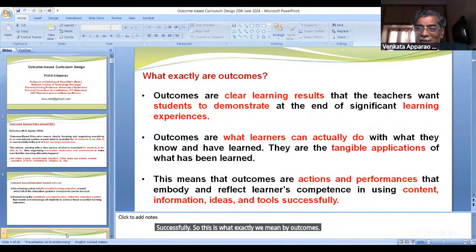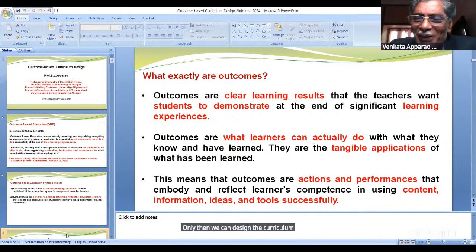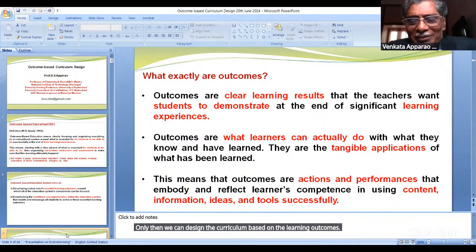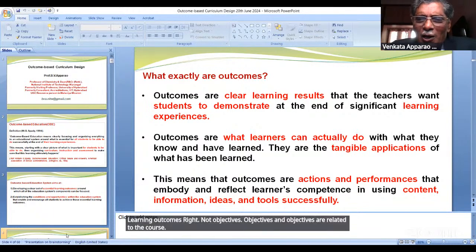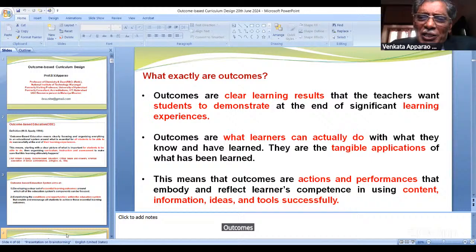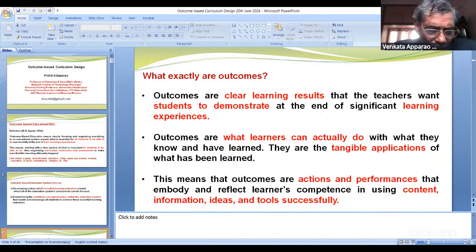All of us must have clarity about what are learning outcomes. Only then we can design the curriculum based on the learning outcomes. Learning outcomes, not objectives. Objectives are related to the course. Outcomes are in terms of the student's achievement.